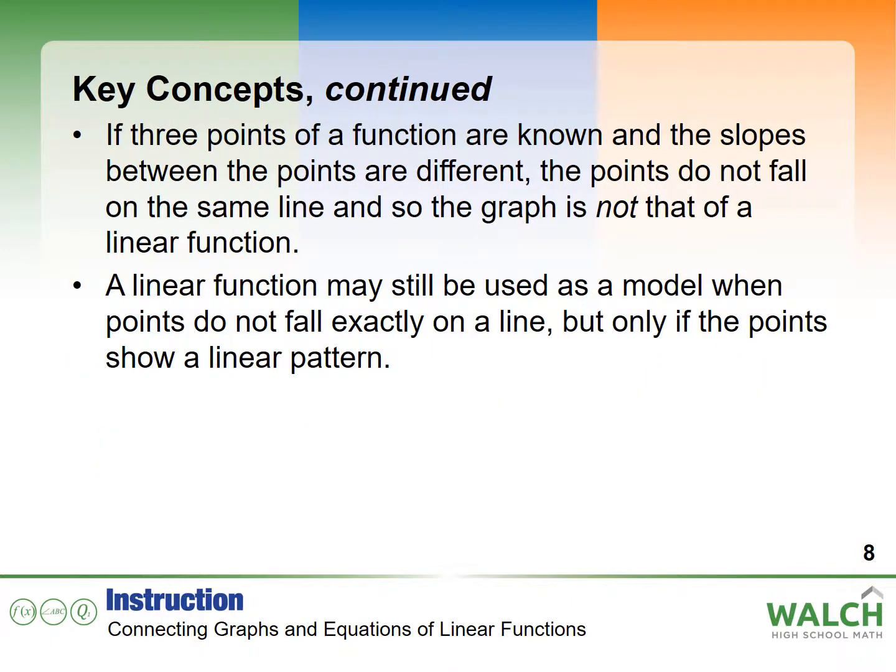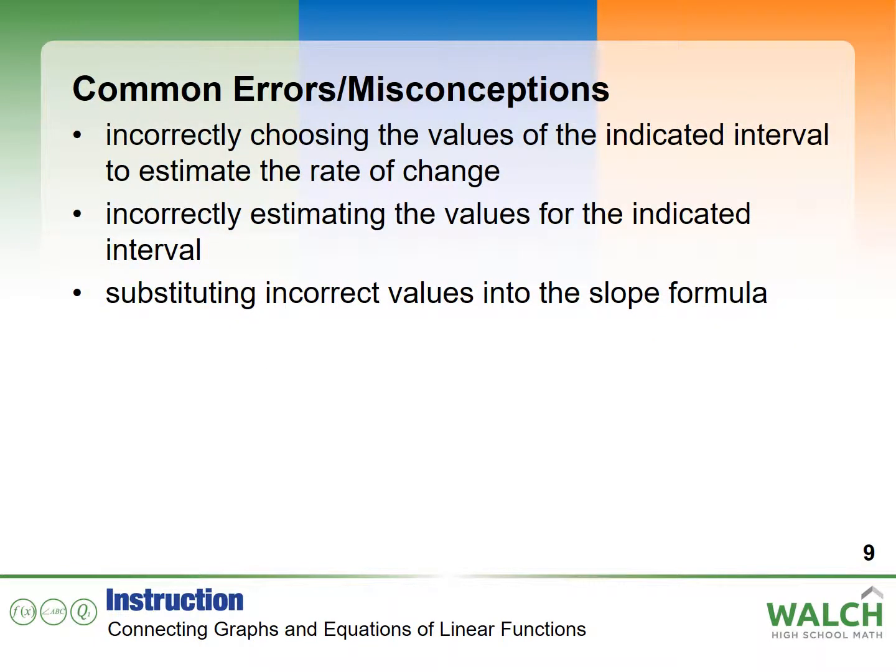If 3 points of a function are known and the slopes between the points are different, meaning the points do not fall on the same line, that means the graph is not a linear function. A linear function can still be used as a model when points do not fall exactly on a line, but only if the points show a linear pattern. So common errors and misconceptions are incorrectly choosing the values of the indicated interval to estimate the rate of change, incorrectly estimating the values for the indicated interval, or substituting incorrect values into the slope formula. We'll go over what those mean in a second.